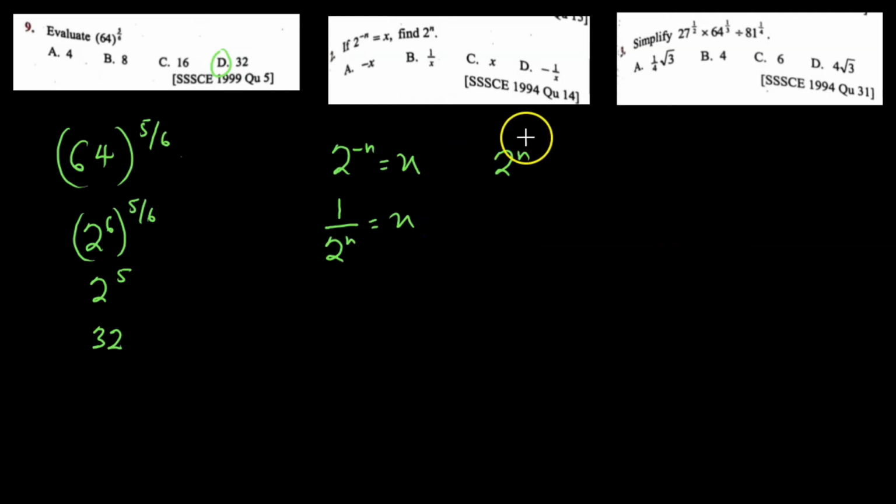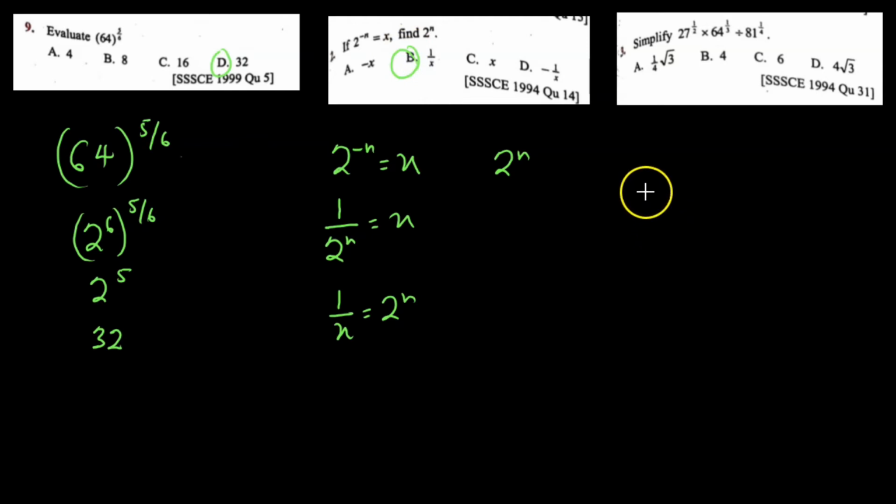So finding 2 to the power n, it means we have to make 2 to the power n the subject. So a fraction equated to the variable x, then we can interchange or switch. Someone will say multiply through by 2 to the power n. So in doing that, we are just going to have 1 over x equal to 2 to the power n. And that is possible answer B.